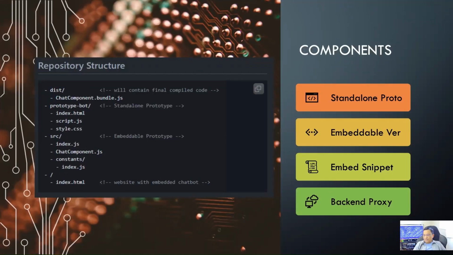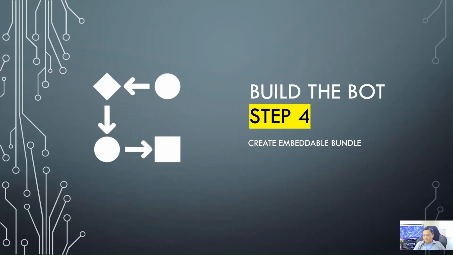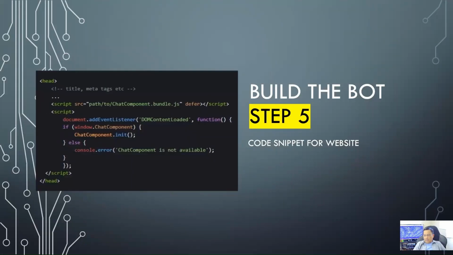And today we're going to finish it off by coding the main entry point, which is index.js over here. Then we're going to bundle our refactored embeddable version using Webpack. And finally, we're going to write the code snippet that will allow us to embed our chatbot into any website. So let's dive in.